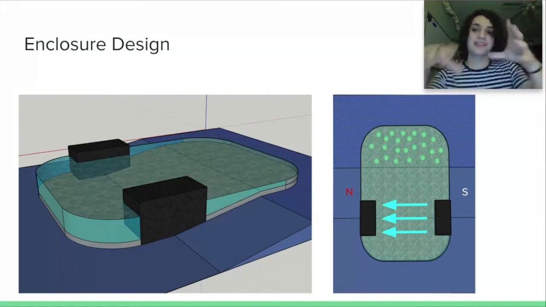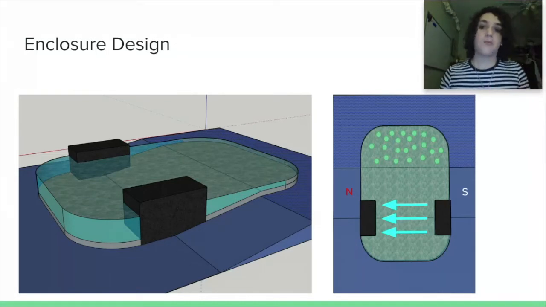So the tank needs to be situated with the wider ends facing north and south, and the shorter ends facing east and west, because of what we're going to be doing with migration patterns. So we're going to get to that in a little bit.